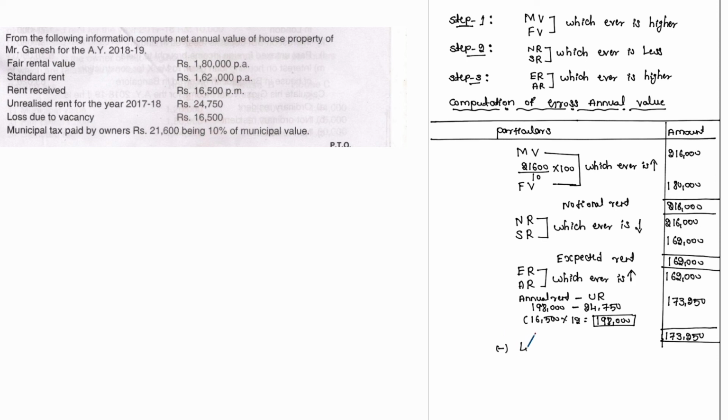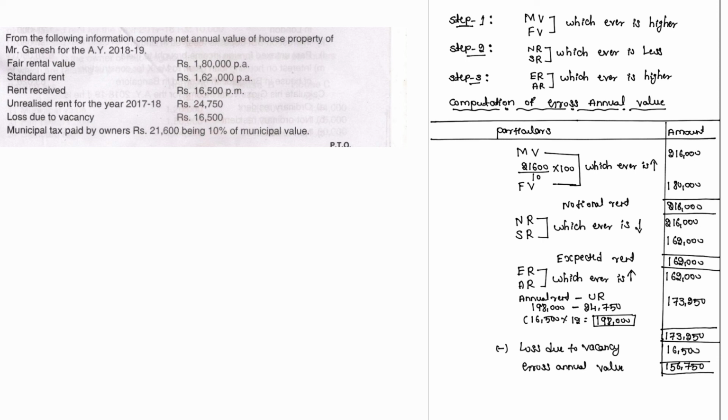Less loss due to vacancy. The loss amount is also given, 16,500. If you deduct, you will get 1,56,750. This will be your gross annual value.